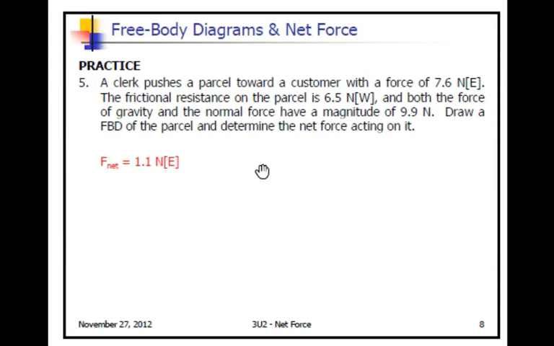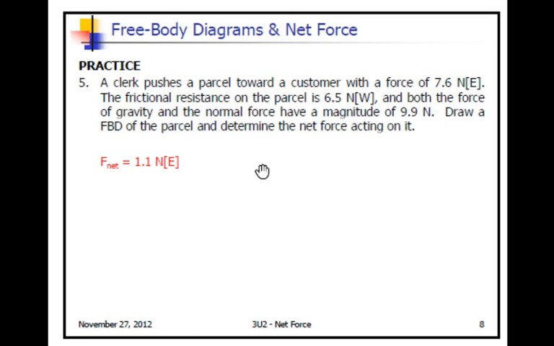And last one we'll do here, it says a clerk pushes a parcel towards a customer with a force of 7.6 newtons east. The frictional resistance of the parcel is 6.5 newtons west. And both the force of gravity and the normal force have a magnitude of 9.9. Draw a free body diagram of the parcel and determine the net force acting on it. Well, in this case, your free body diagram should have a 7.6 force acting on the east, a 6.5 force acting on the west, a normal force of 9.9 acting up, and a gravitational force acting down at 9.9.